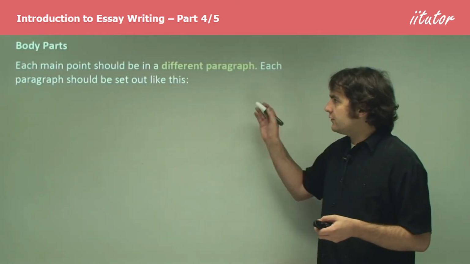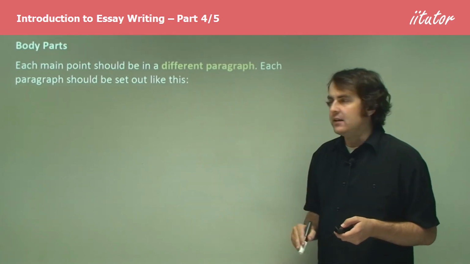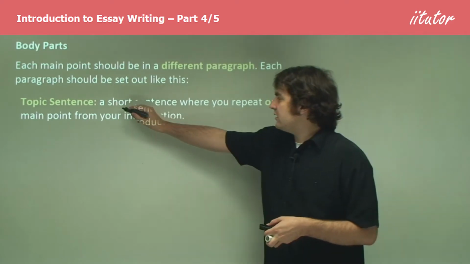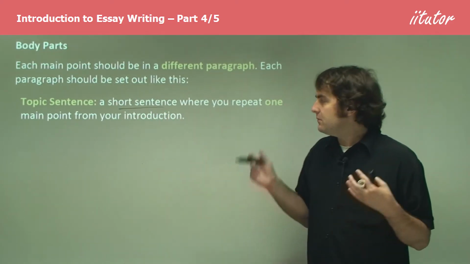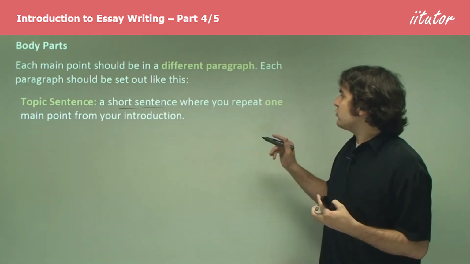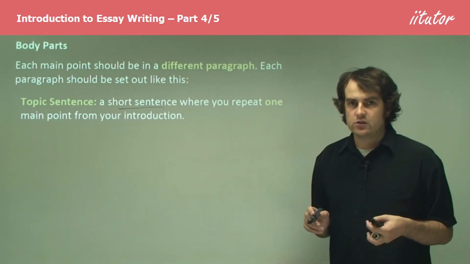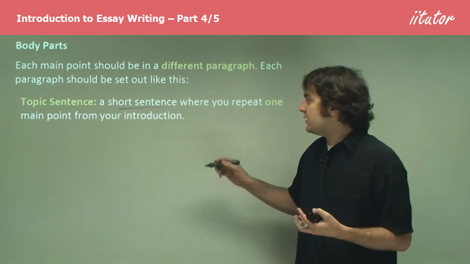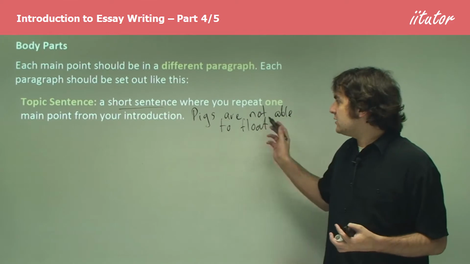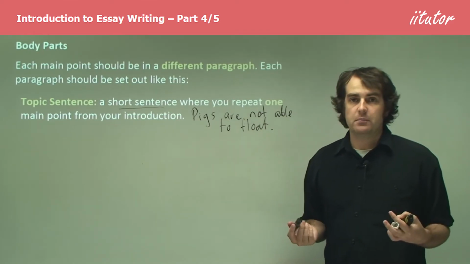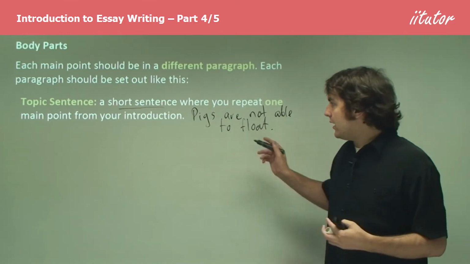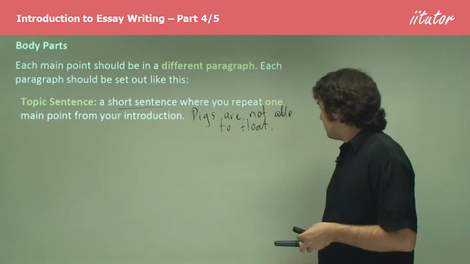So we're going to go through the different parts of the body here, and this is how they should be set out. First of all, you have a topic sentence. And the meaning of a topic sentence is a very short sentence. Well, not very short, but it can be a short, simple type of sentence where you repeat one main point from your introduction. We had, for instance, pigs are not able to float, so that would be my topic sentence. That is about a good length for a topic sentence. Yes, you can make it a bit longer if you've got a more difficult question, but otherwise, it's something really easy like that. So we're going to rub that out again.